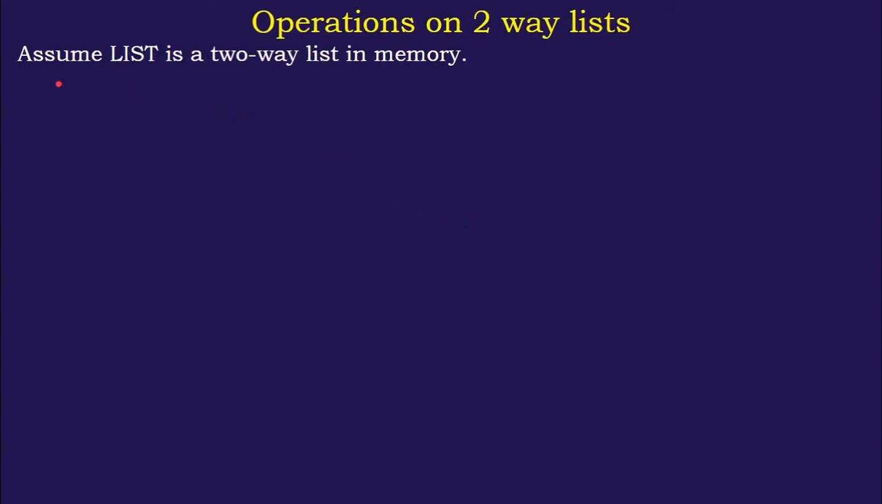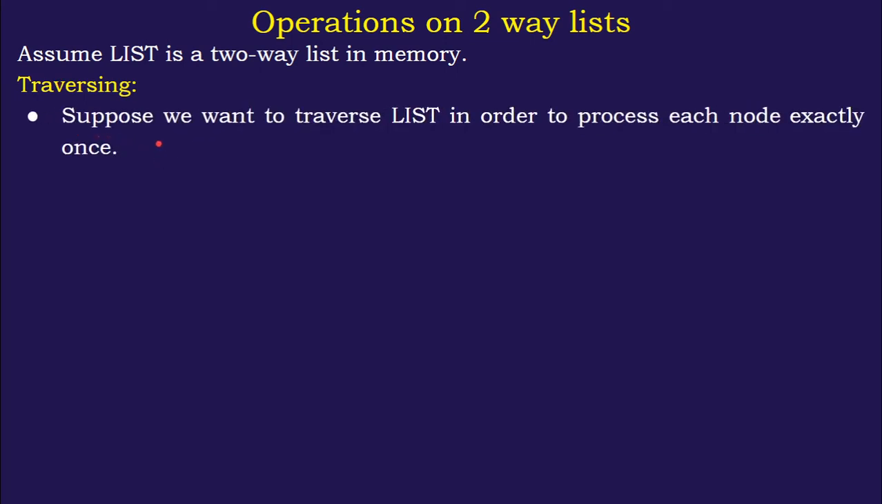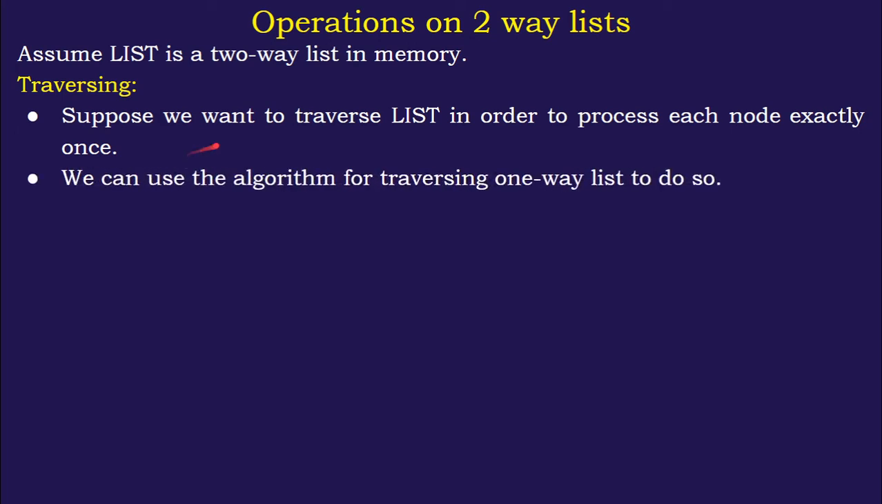In general, any list can be traversed. Traversing is just visiting each node exactly once. In order to process the data, we have to traverse the particular node. That is the visiting or traversing of the linked list, so each node is visited exactly once. We have done the algorithm for the one-way list, the singly linked list. The same can be used for the two-way list also, so we can refer to the video which traverses the one-way list.